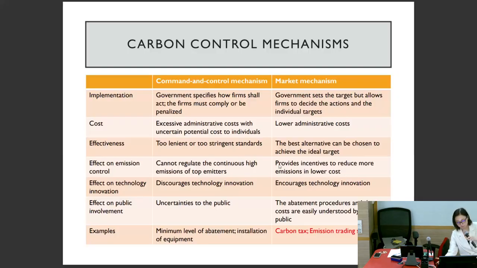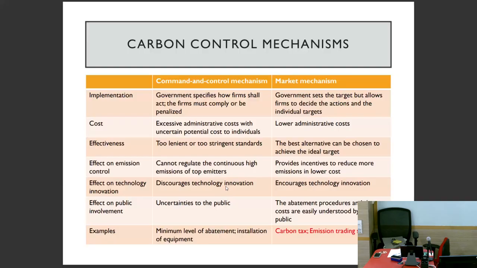So for market-based, the government provides financial incentives, right? If the companies see the opportunities to earn money, then they will invest in those clean technologies. For command and control, it discourages technology innovation. As long as they have complied with the minimum requirement, there would be no benefit to further reduce the emissions, so they will not invest in better technology.